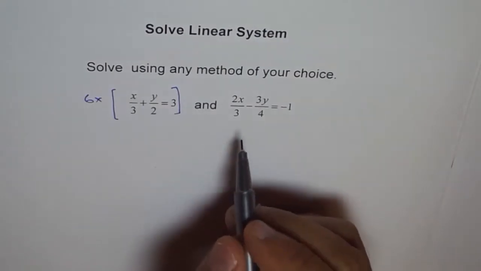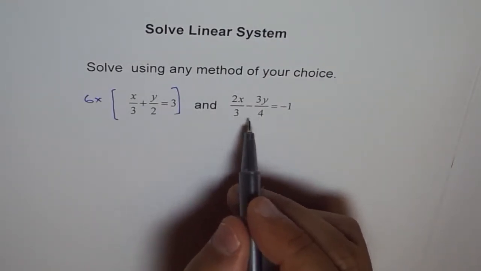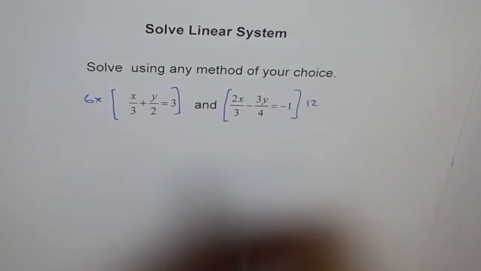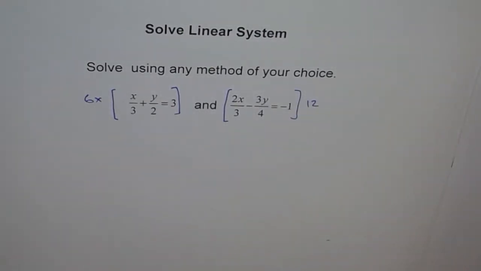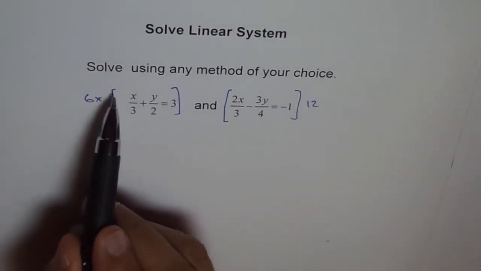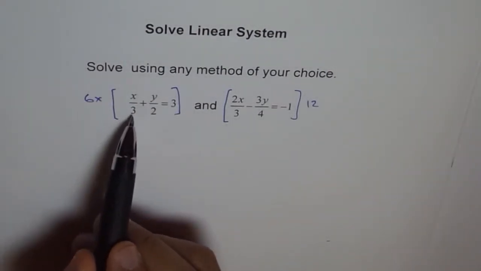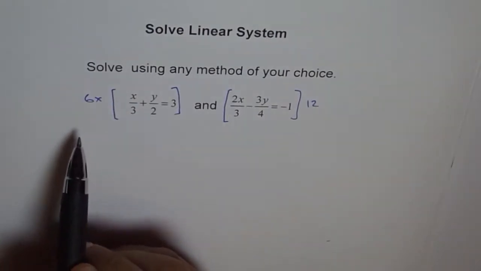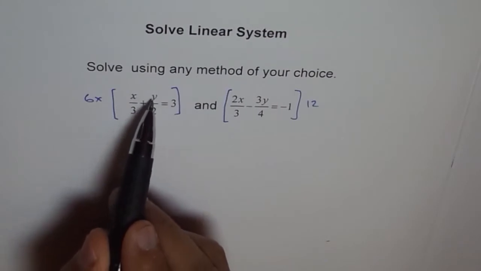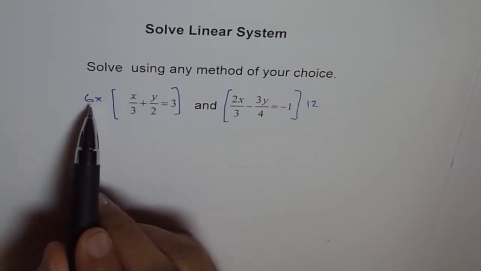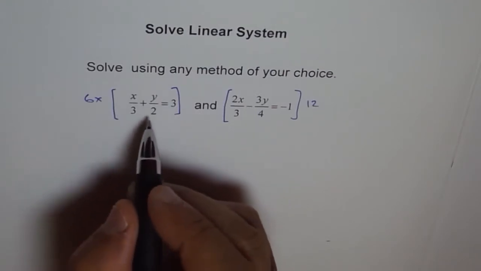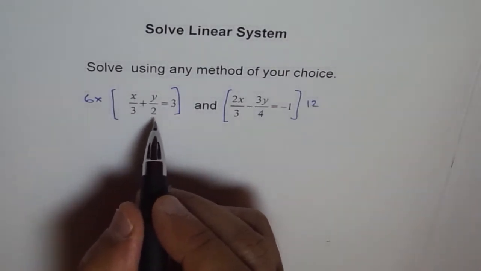And how about this? Here the lowest common denominator is 12, so we will multiply everything by 12. That's our strategy, okay? Now once we do that, let's do it. When I do 6 times this, the 6 gets divided by 3 and you get 2. Effectively, x gets multiplied by 2, y gets multiplied by 3, and 3 gets multiplied by 6. Effectively, that is the result, right? So let's write it in a simplified form.